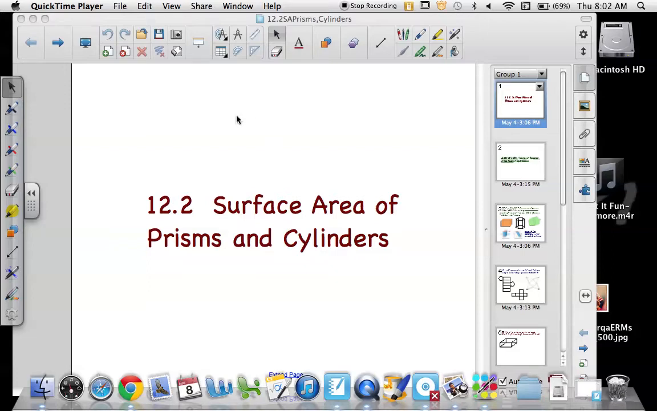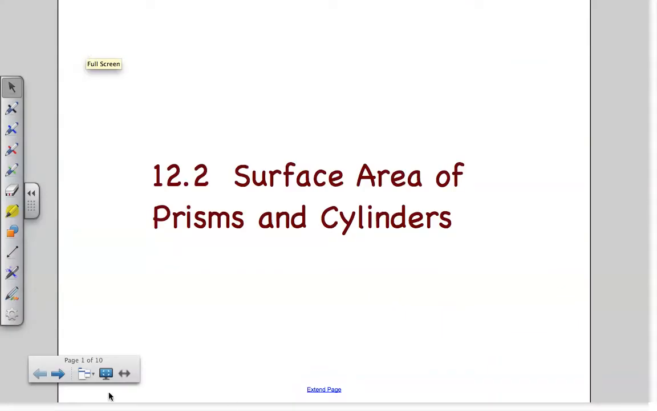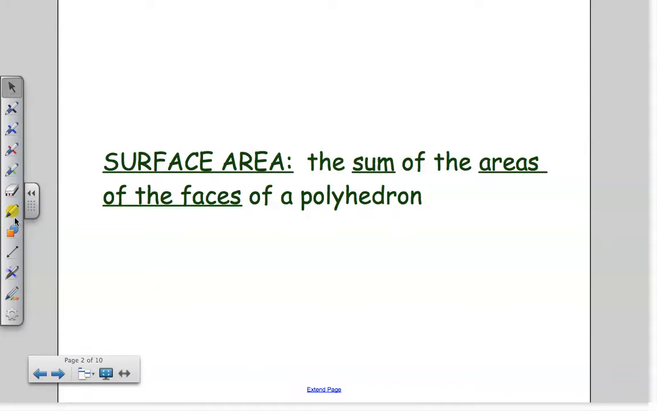In section 12.2, we're going to be looking at surface area of prisms and cylinders. So first of all, what is surface area? The definition is pretty high tech. It's literally the area of the surfaces or the faces of a polyhedron.